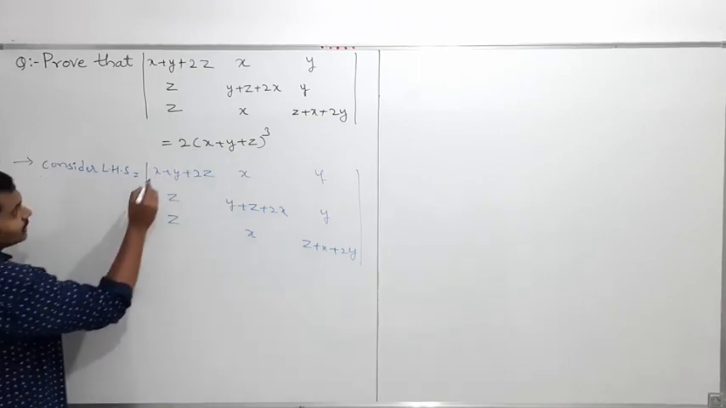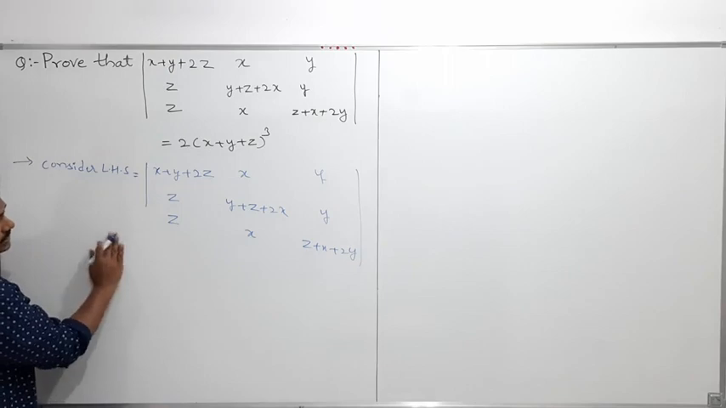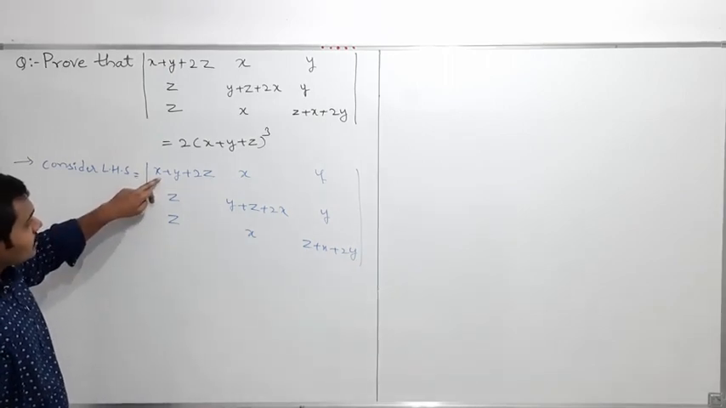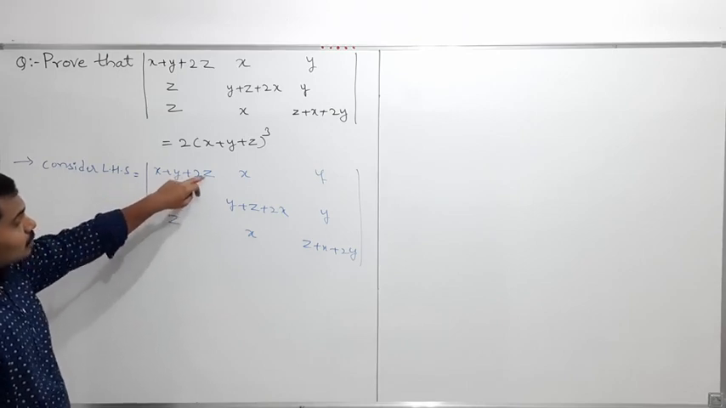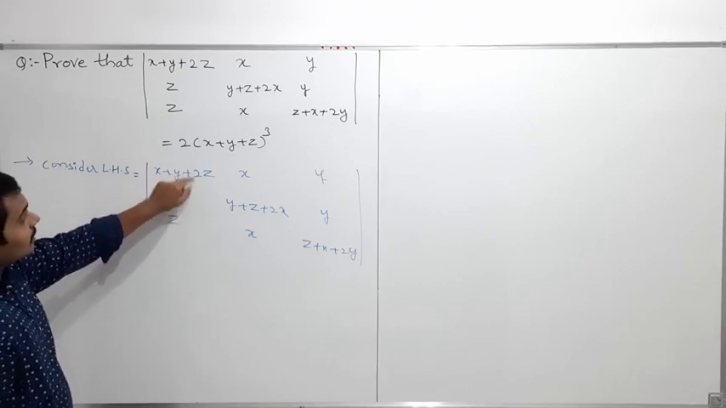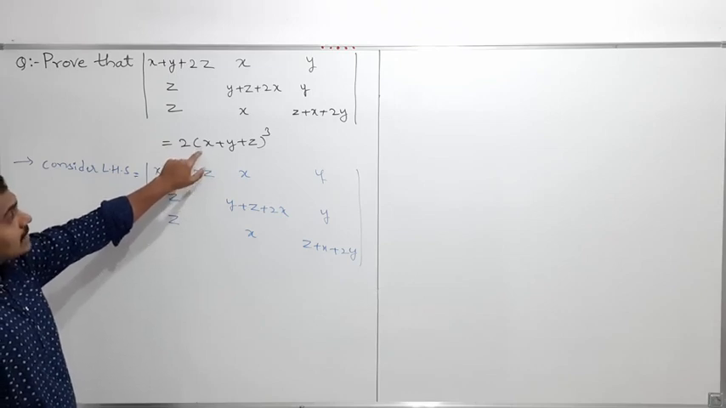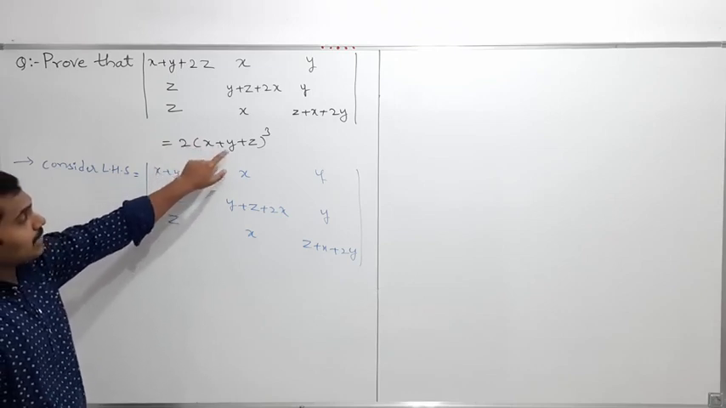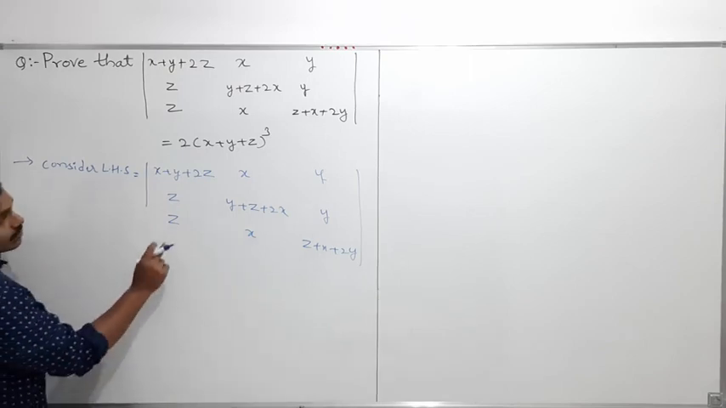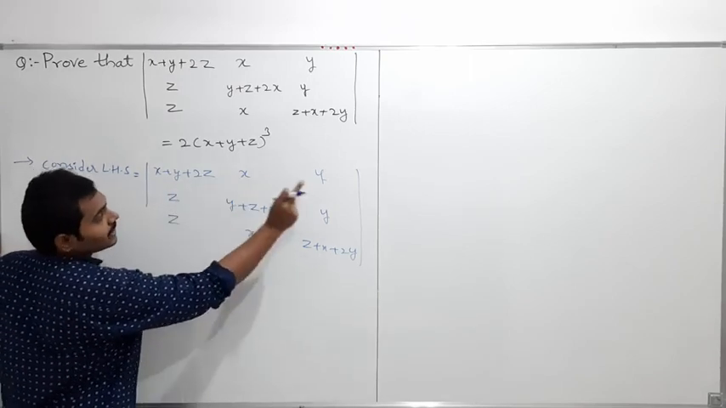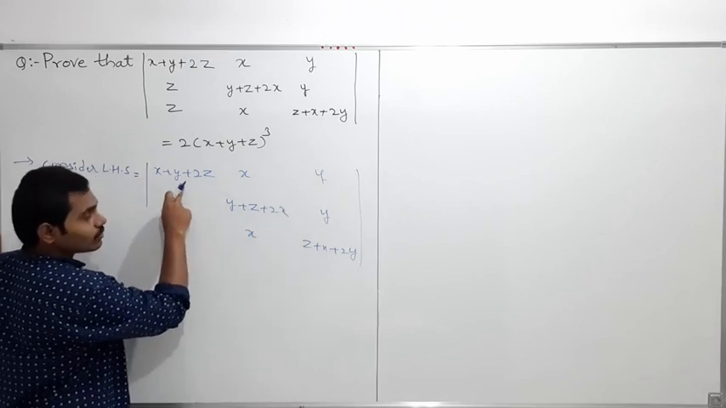To prove this, my dear students, the operations I am going to apply: here you can observe x is there, y is there, plus 2z is here, but I should get in the RHS 2 into (x plus y plus z) whole cube. So for that reason, here already 2z is there, here x is there, here y is there, here also x is there, here also y is there.